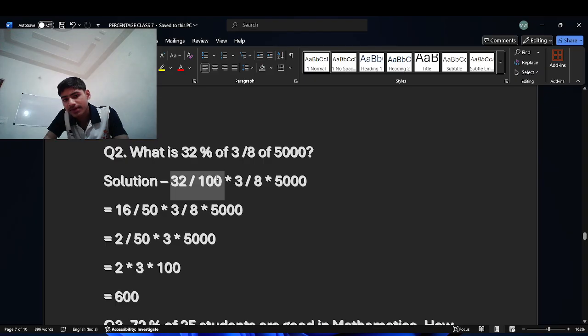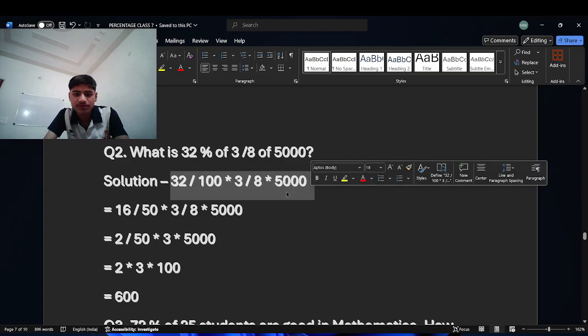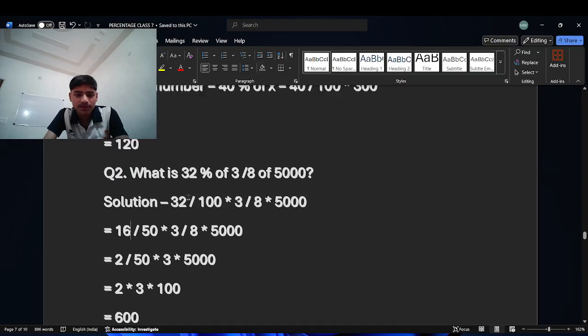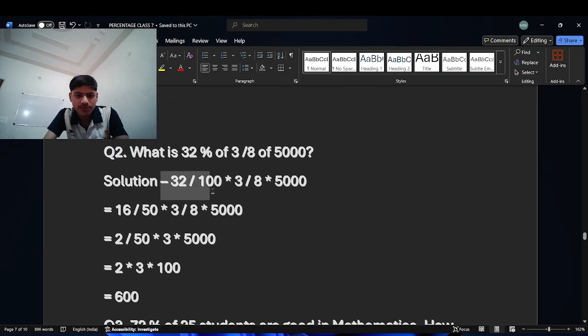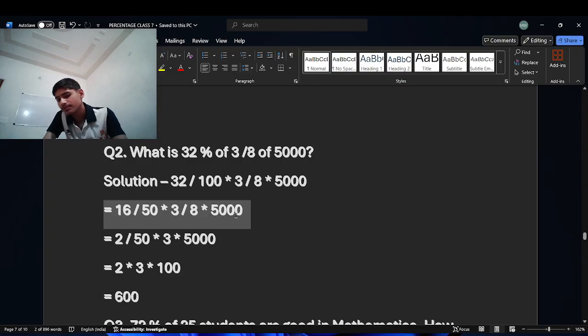Okay, 32 divided by 100, multiplied by 3 by 8, multiplied by 5000. Now 32 by 100: 2 times 16 is 32, and 2 times 50 is 100. So it is 16 by 50, multiplied by 3 by 8, multiplied by 5000.